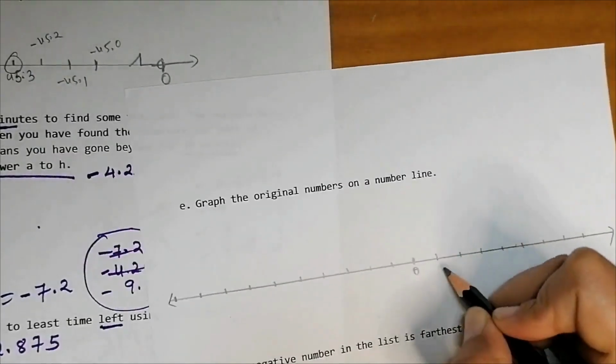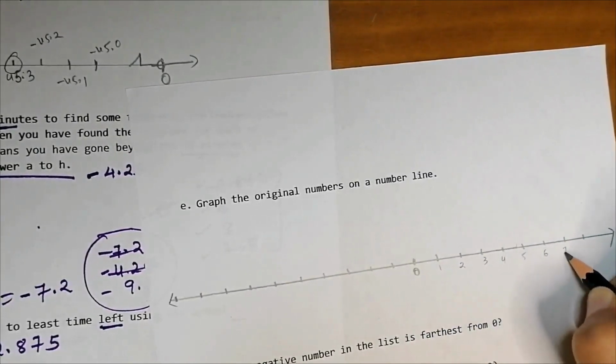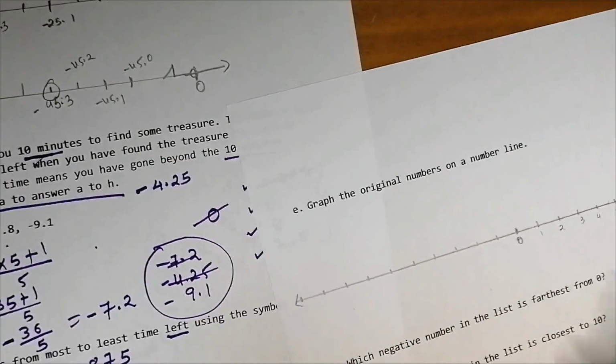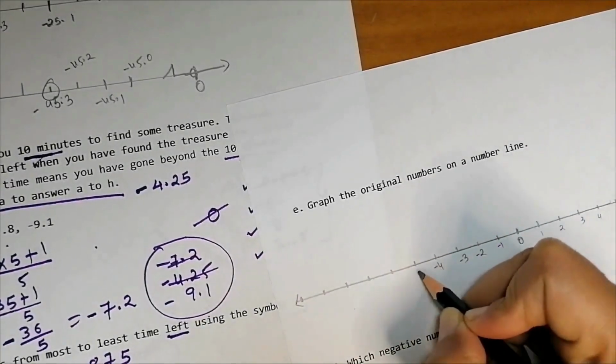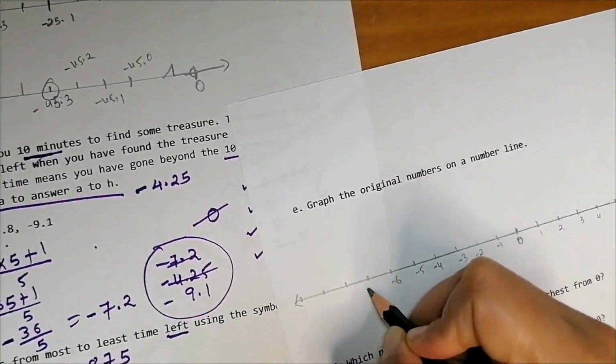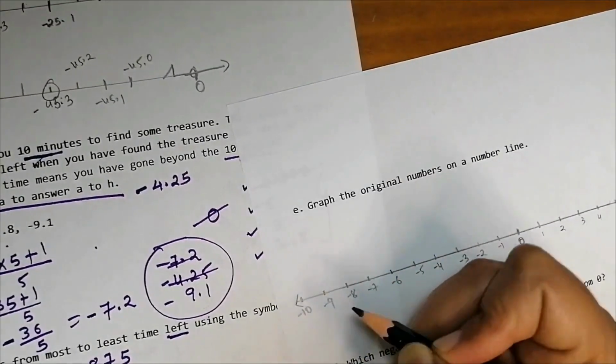So let's start numbering it. 1, 2, 3, 4, 5, 6, 7, 8. Minus 1, minus 2, minus 3, minus 4, minus 5, minus 6, minus 7, minus 8, minus 9, minus 10.